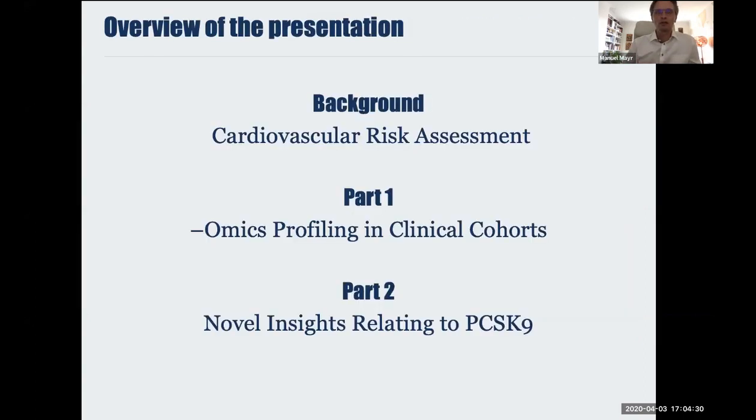Now, to give you an overview of the presentation, I've structured it into three parts. First, I would like to give you some background on cardiovascular risk assessment and what has changed since the time I left medical school 20 years ago. Then I would like to summarize some attempts at omics profiling, including our own data, but also data from other groups in clinical cohorts. And finally, I would like to share with you some very novel insights relating to PCSK9. And I'm sure most of you will be aware that PCSK9 is one of the latest, most promising treatment targets to lower LDL cholesterol.